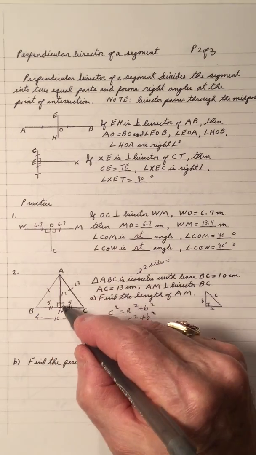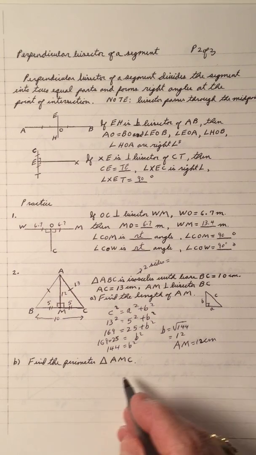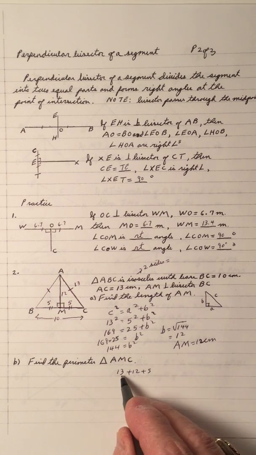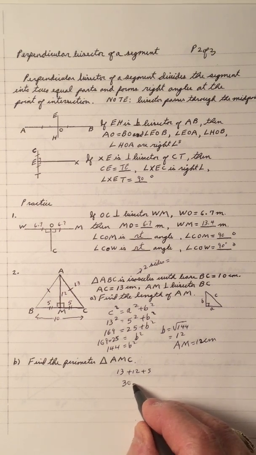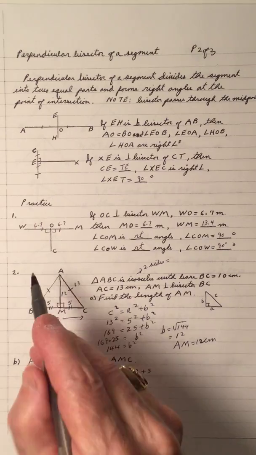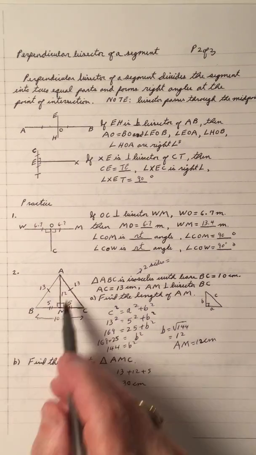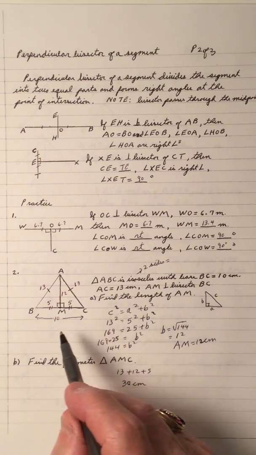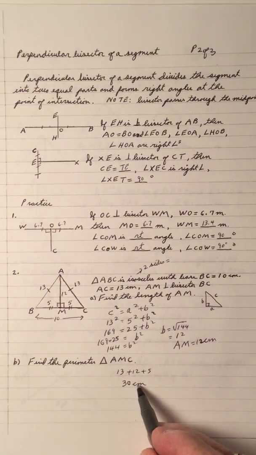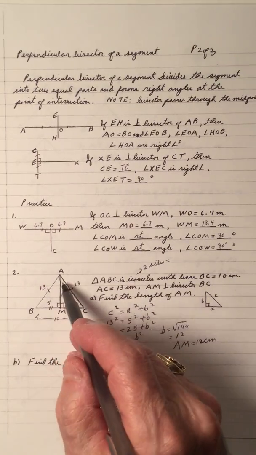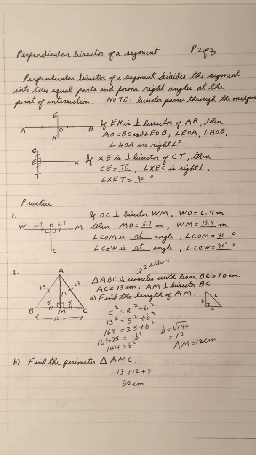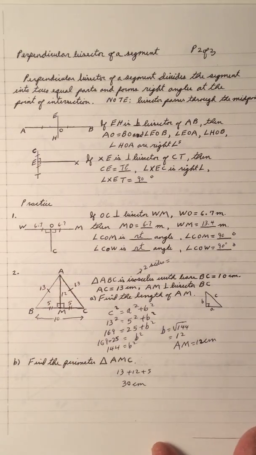So the perimeter of AMC is 13 plus 12 plus 5. So that's 25 plus 5. So the perimeter of that triangle is 30 centimeters. Note, since it's isosceles, that means that this side is 13 because these two sides are equal. That means if I wanted to, the perimeter of this triangle, ABM, is the same as AMC. And if you wanted the perimeter of ABC, you go 13 plus 13 plus 10. But I just asked for the perimeter of AMC.